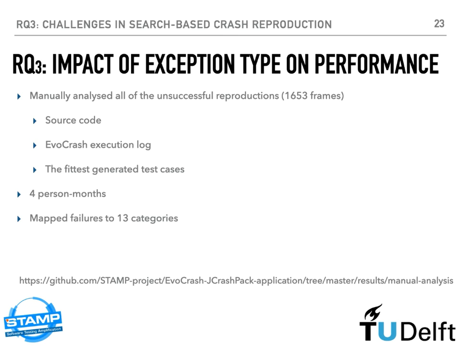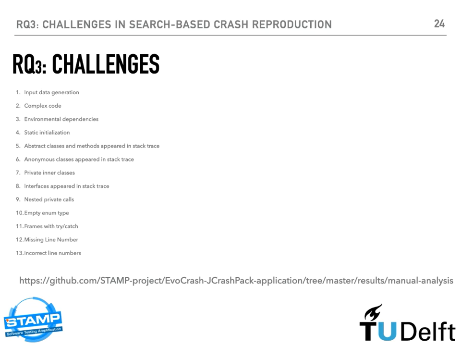We saw that EvoCrash cannot reproduce many crashes, so we manually analyzed the source code, EvoCrash execution log, and the EvoSuite-generated test cases in unsuccessful executions to characterize the challenges. Given the high number of unsuccessful executions, this analysis took about 4 person-months. The results of our manual analysis is openly available on GitHub. We mapped the challenges in 13 categories.